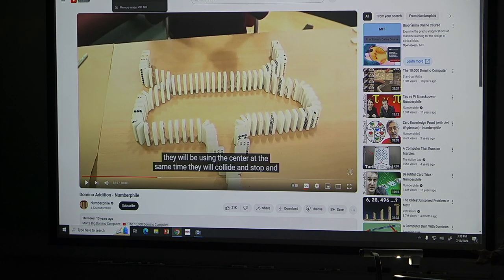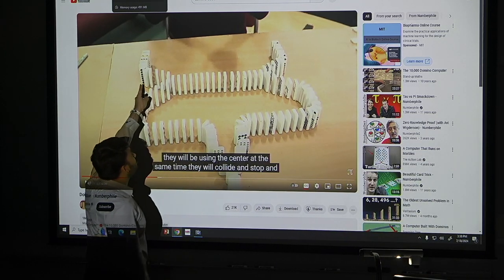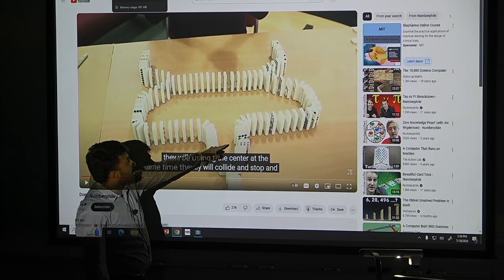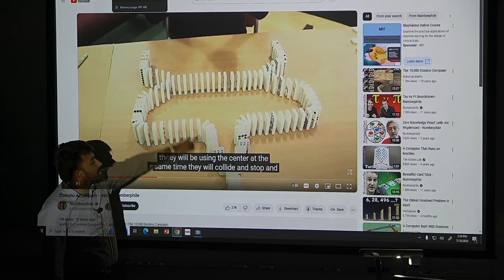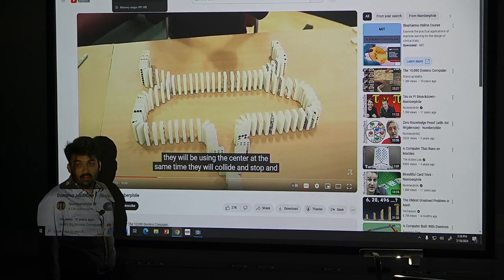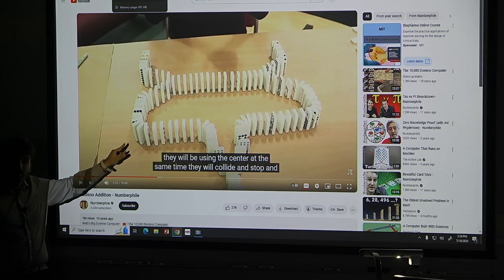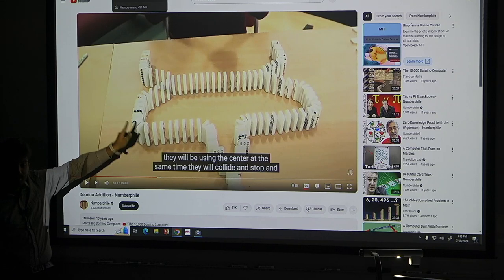This is an XOR gate implemented with dominoes. What you do is you knock down both pins, or one of the pins, or none of the pins. These two inputs lead to one output. If one of them knocks over, the output will knock over, and that corresponds to a 1. If neither of them knocks over, it doesn't knock over. And if both of them knock over, they will cancel each other out, and neither of them will knock over.